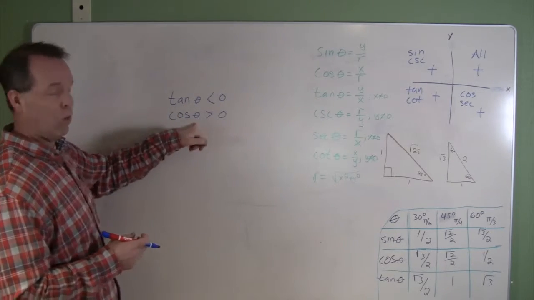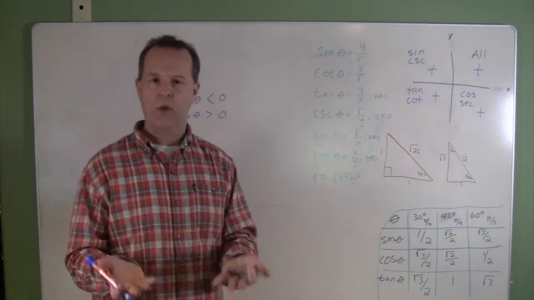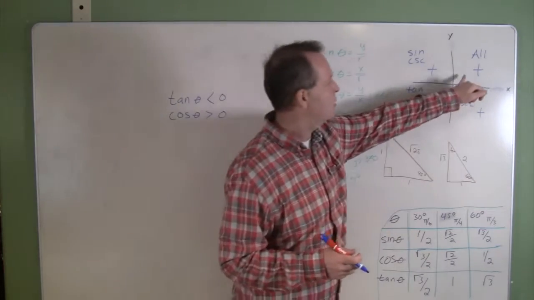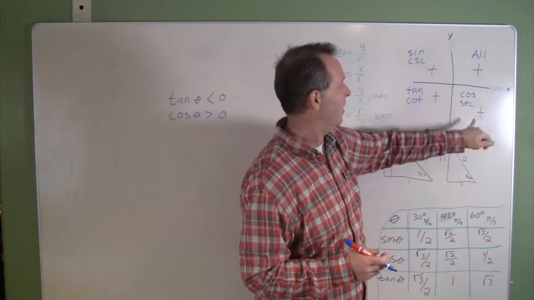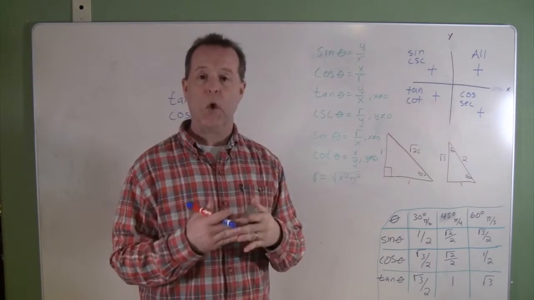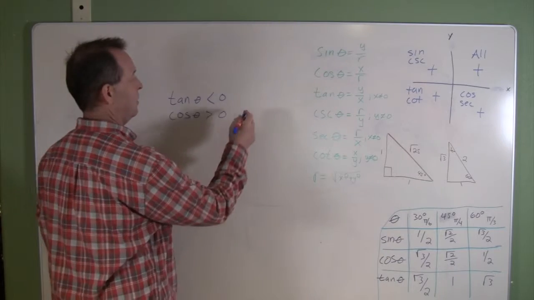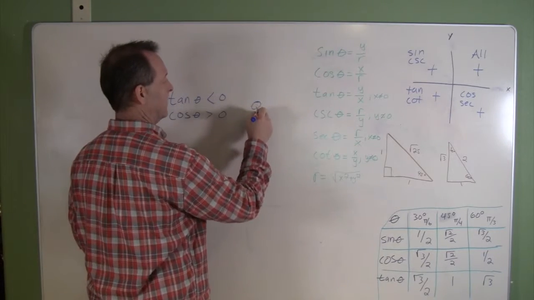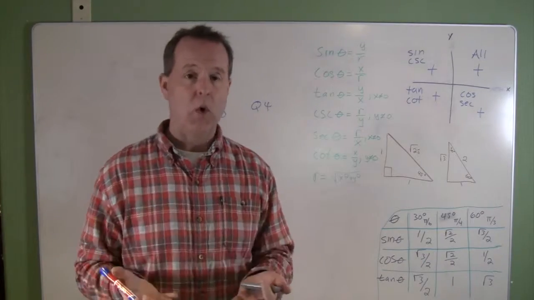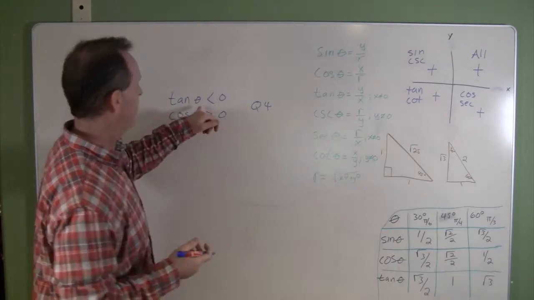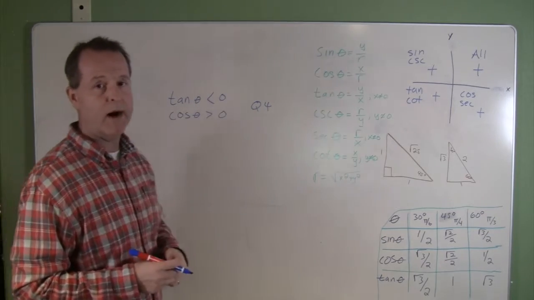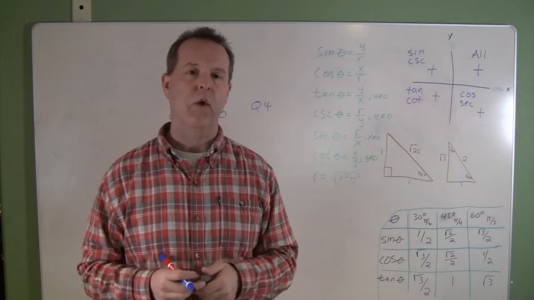And then the cosine: which quadrants are we going to have a positive cosine? That occurs over here on the right side, in quadrants 1 and 4. And so I know that where both of those overlap, that's quadrant 4. So that's the only place where my particular angle, where the tangent will be negative and the cosine will be positive, can occur: in the quadrant 4 region.